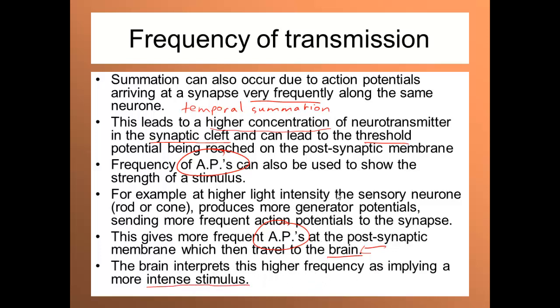This might be for light, this might be for sound energy, for any number of things. It might be for pressure. We talked about those pressure sensors earlier on, the mechanically gated ion channels found in pressure sensors called Pacinian corpuscles. So the frequency of transmission can give us an idea of the intensity of stimulus and can also control intensity of response.